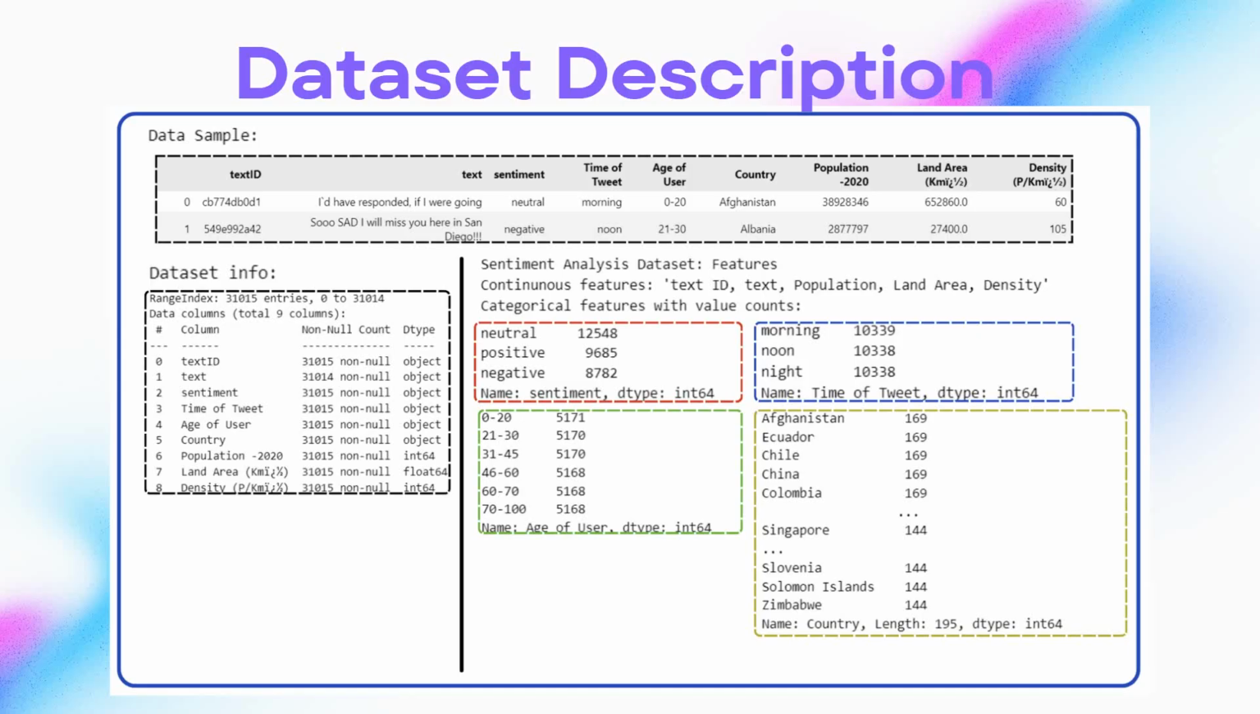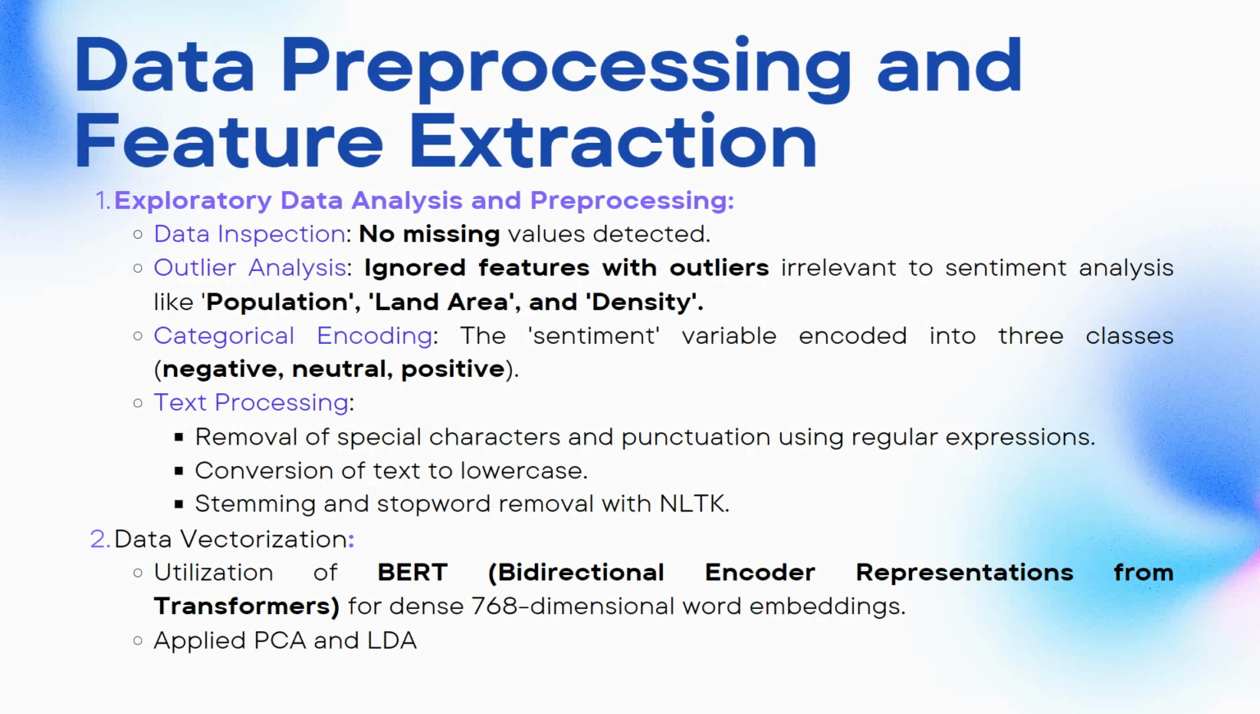Going over the dataset, we can see that it contains over 30,000 data points, each of which contains features such as text ID, time of tweet, age of user, country, population, land area, density, and finally the label, that is the sentiment. We can see from here that the dataset contains no null values and it is complete. And also looking at the different counts of feature values, we can see that the dataset is fairly uniform.